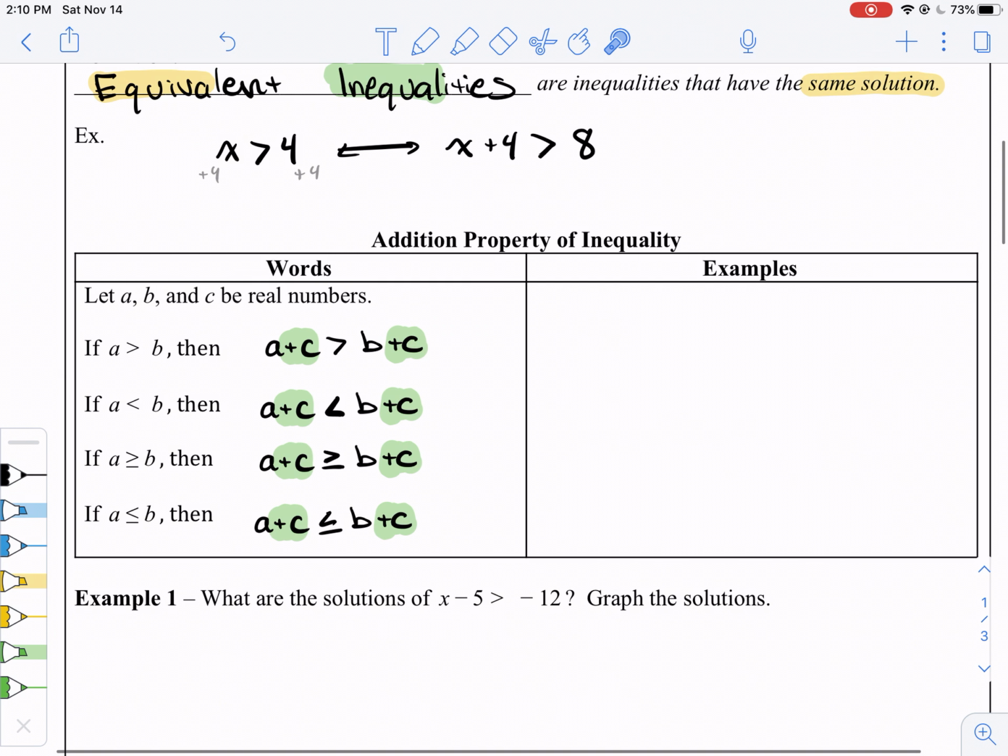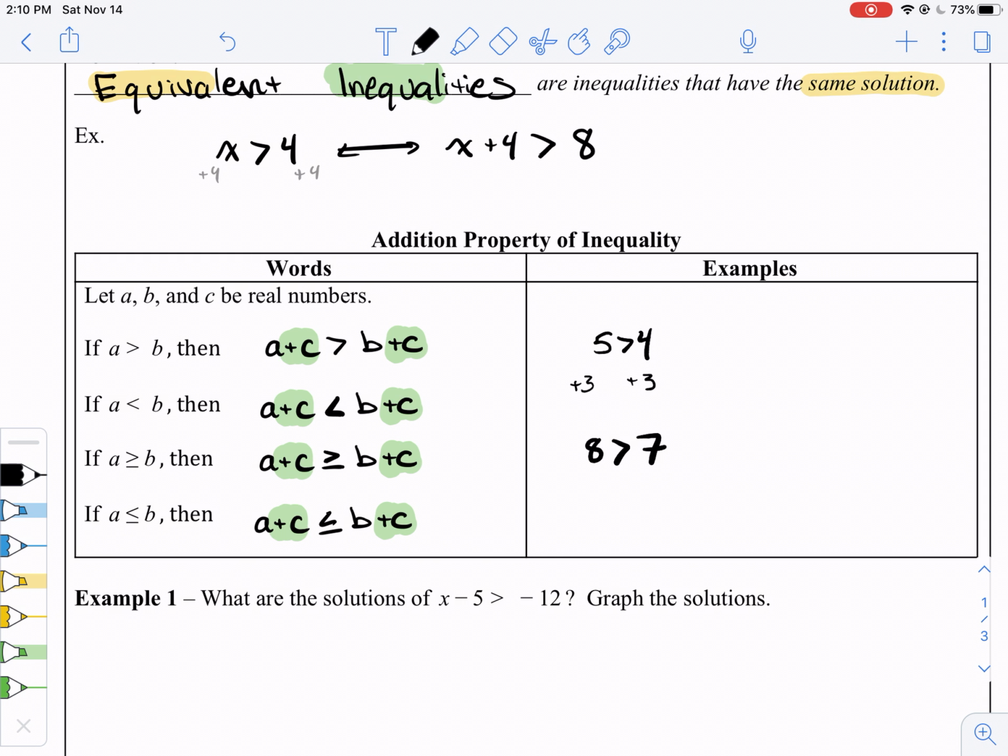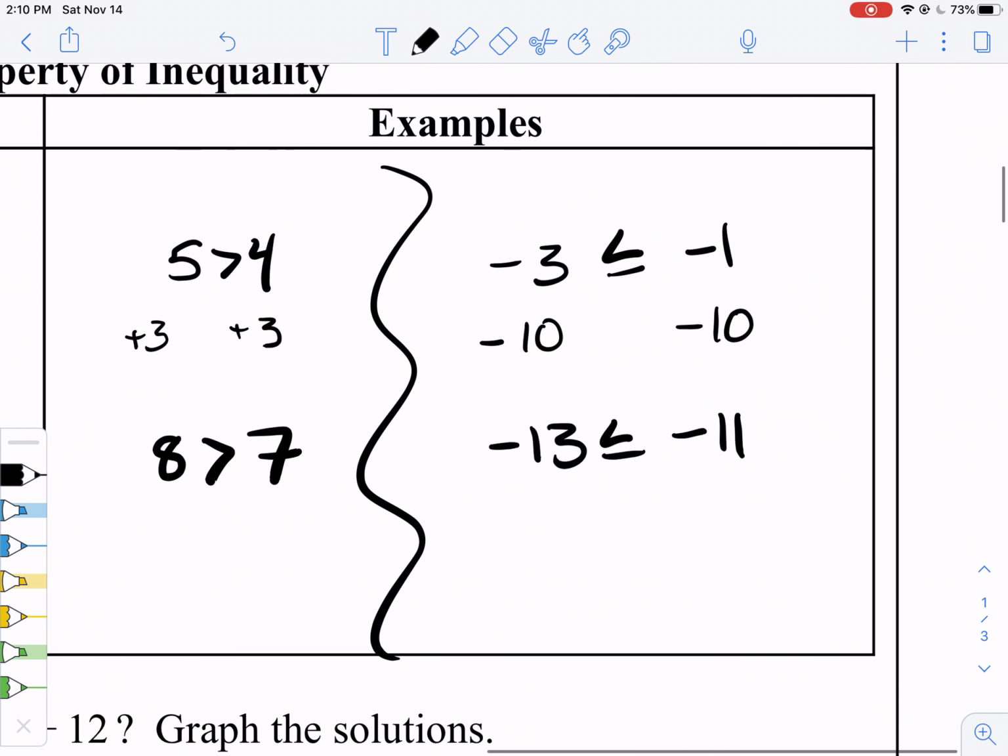So let's look at a couple examples real quick. If we have 5 is greater than 4, and then we add 3 to both sides, well, 8 is still greater than 7. That still works. Or if you had negative 3 is less than or equal to negative 1, it's true, and you subtract 10 from both sides, well, negative 13 is less than or equal to negative 11. So that still holds true.